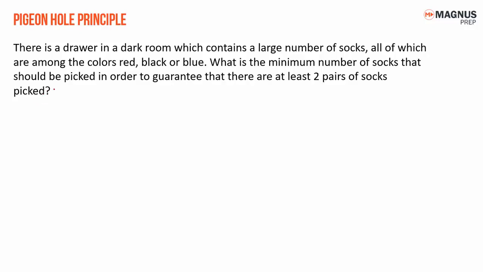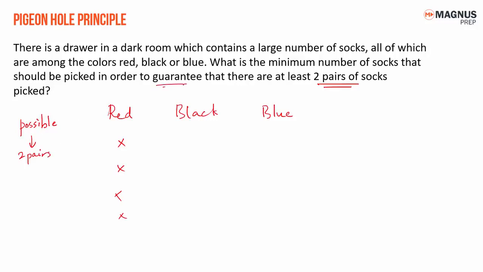Now, do understand that we have a large number of socks, so think of an infinite supply of red, blue and black socks. We have to find out the minimum number of socks that should be picked in order to guarantee at least two pairs of socks. Right, so how do we go about it? Think about this. If you pick red and red, this is the least number you have to pick so that it is possible that you have two pairs of socks. This makes it possible, but we have to guarantee it.